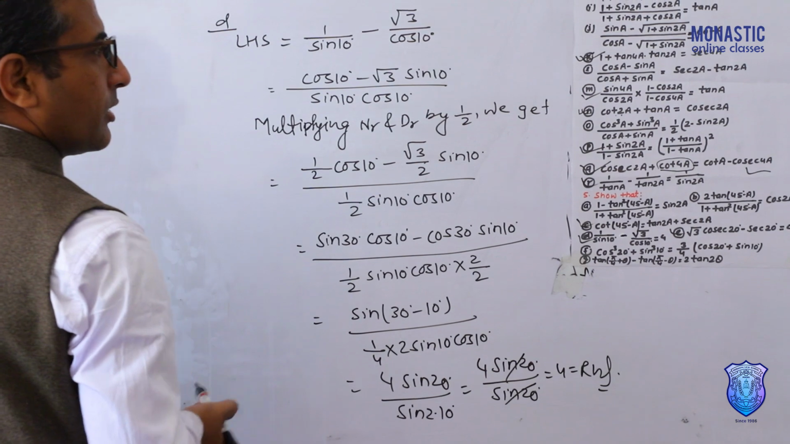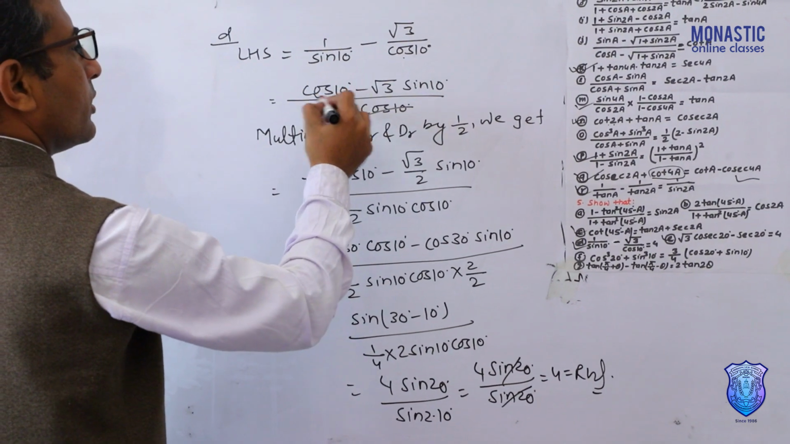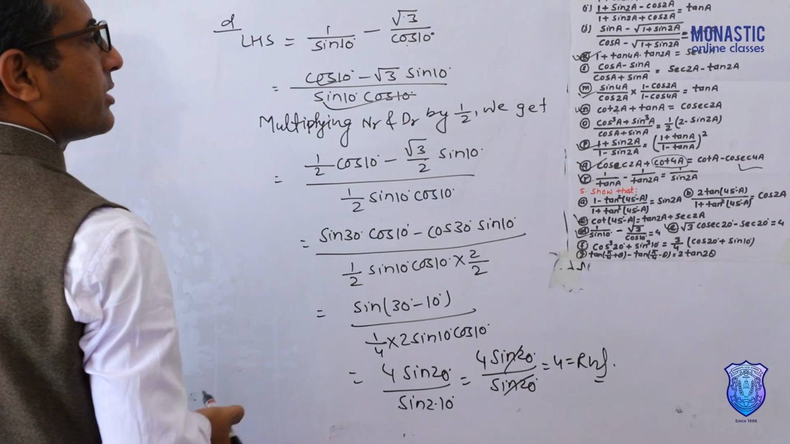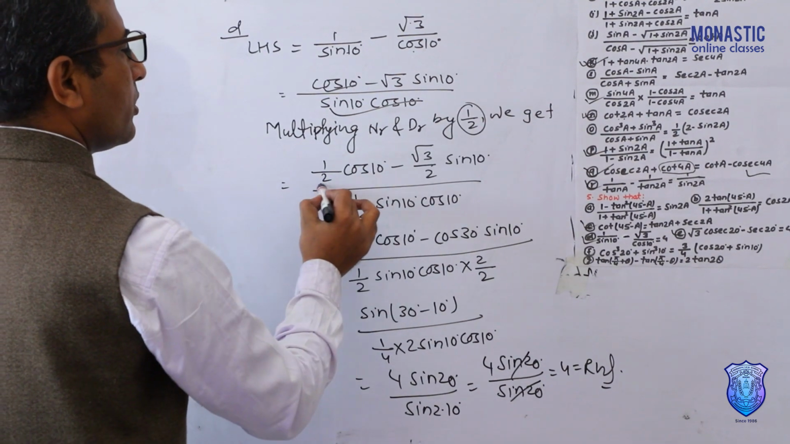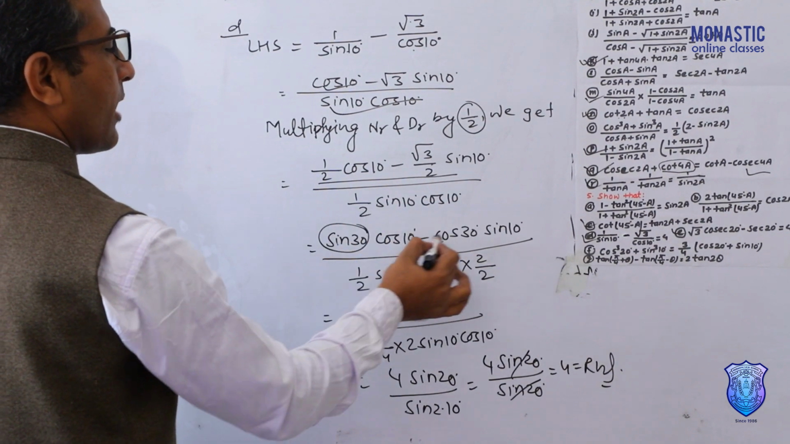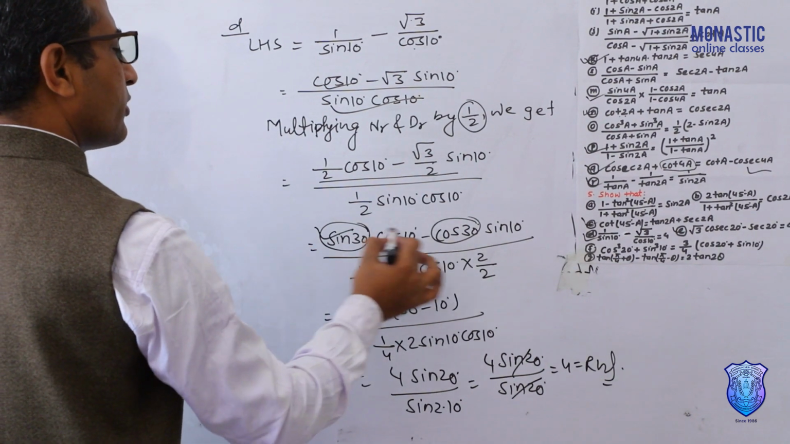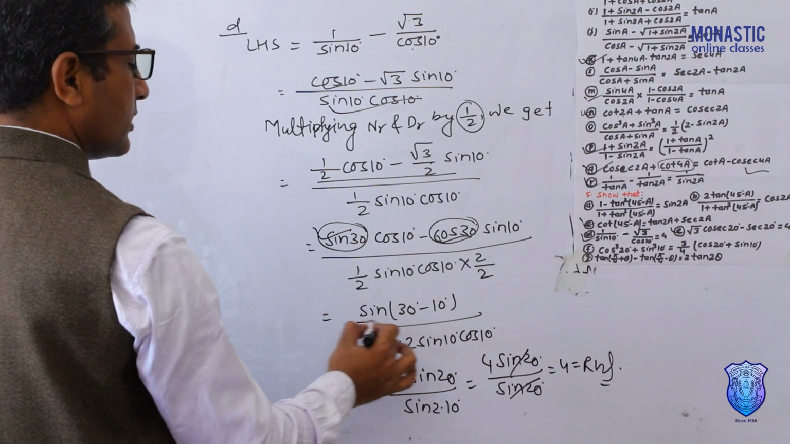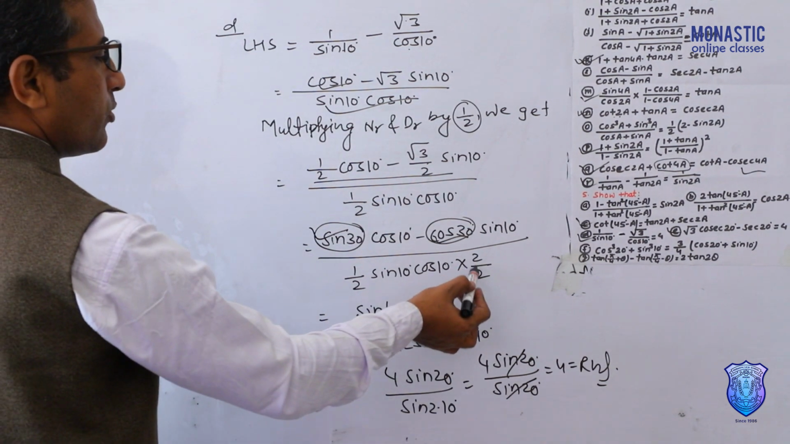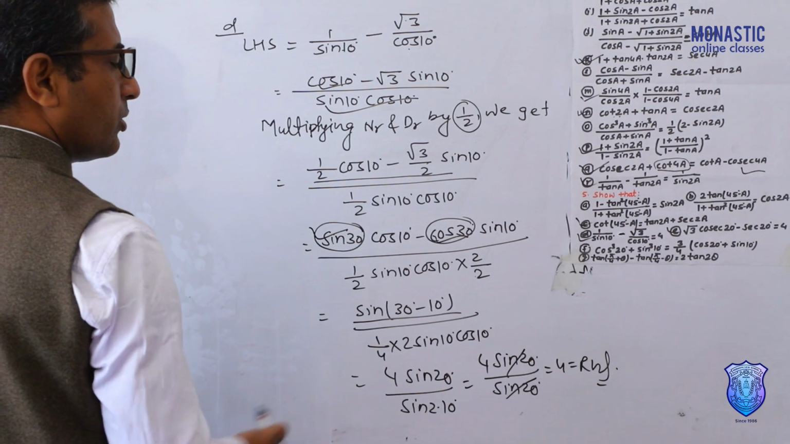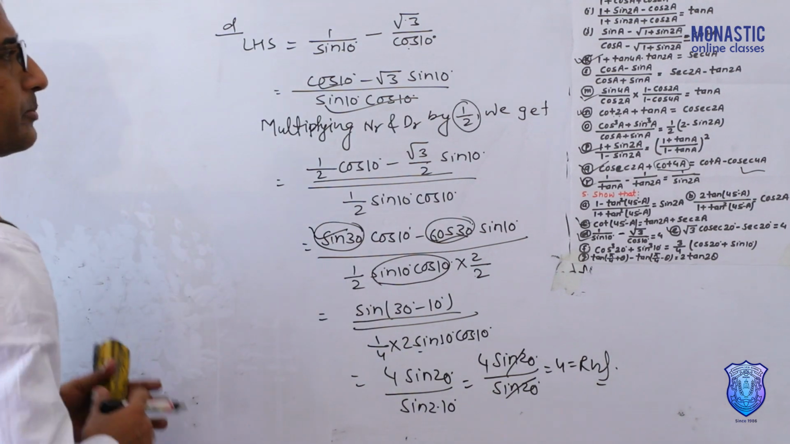First of all, we have taken the LCM. It came sin 10 cos 10, this multiplied with cos 10, here it is sin 10. Then multiply numerator and denominator by 1 by 2. Whatever the result came, we have arranged that. We have retained the value of 1 by 2 and root 3 by 2, one in sin, another in cos, so that it will be the formula of sin of A minus B. Now in the denominator, we have multiplied by 2 by 2, so that we can write the formula of 2 sin A cos A and solved.